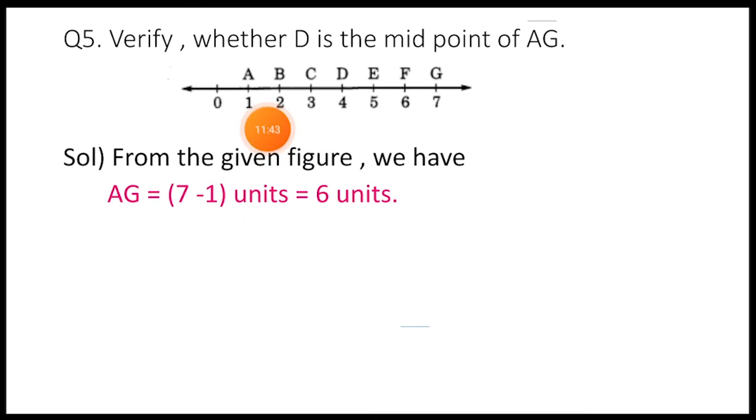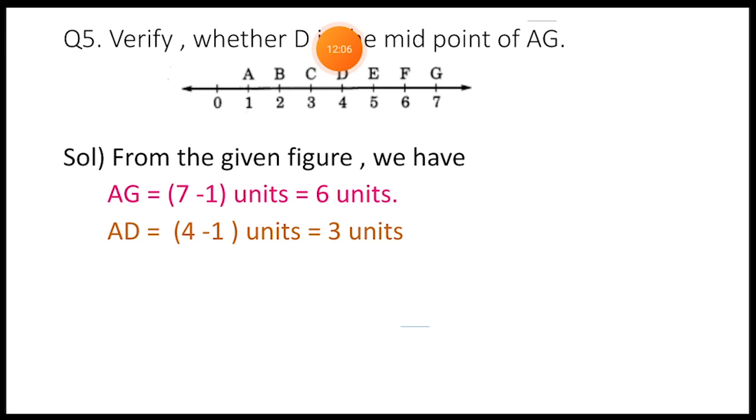So let's find the length of AG first of all. You can see A to G, how much distance we have covered. We started from 1 and we ended at 7. So we can get the distance by subtracting 1 from 7 units, and we get 6 units, which is the length of AG.